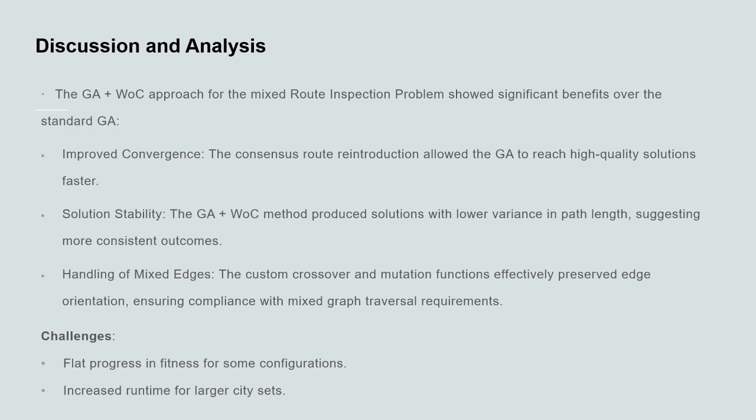Discussion and analysis. The GA and the WOC approach for the mixed route inspection problem showed significant benefits over the standard GA. It improved convergence: the consensus route reintroduction allowed the GA to reach high quality solutions faster. Solution stability: the GA plus the WOC method produced solutions with lower variance in path length, suggesting more consistent outcomes.